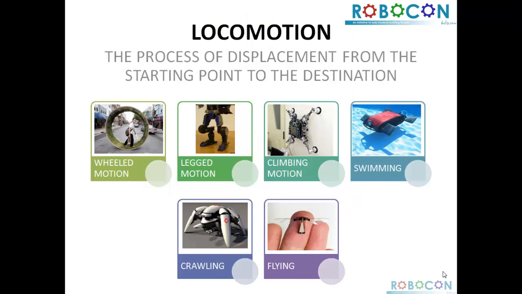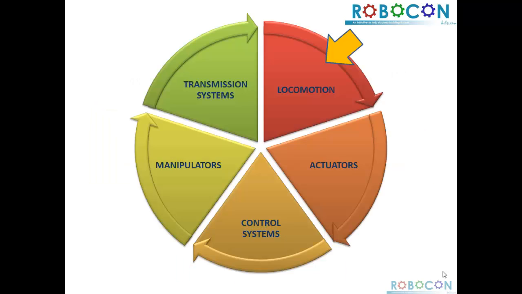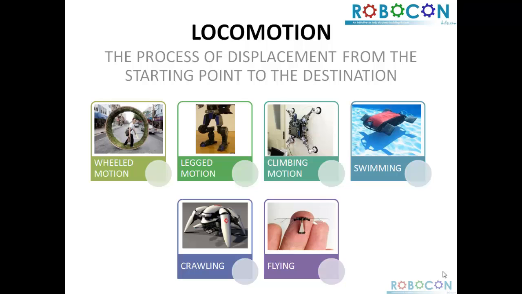Let's talk about locomotion first. In the consecutive lectures or levels, when we increase, we'll talk about further elements like actuators, transmission systems, manipulators, and control systems. So let's start with locomotion first.